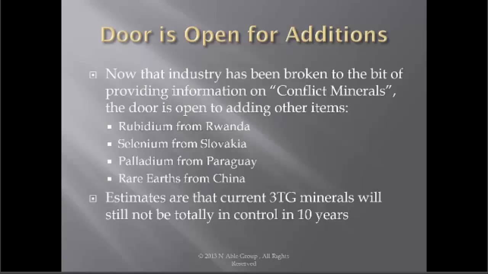And the only thing it requires to be added to the list is the U.S. State Department declares it to be a conflict mineral, and all of the legislation is in place, both in the Congress and the SEC, to add it, and all of a sudden it becomes an additional reporting requirement. And before you think this is a small task, the common estimates are that the current 3TG, that's the 3 Ts and gold minerals, will still not be in total control within 10 years.